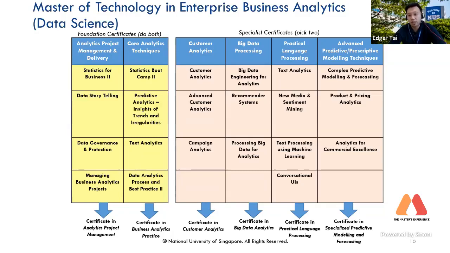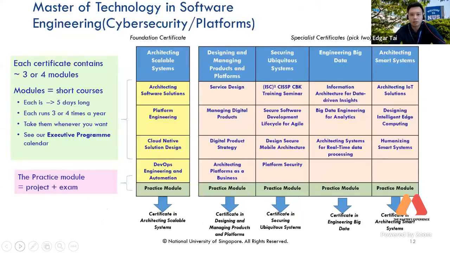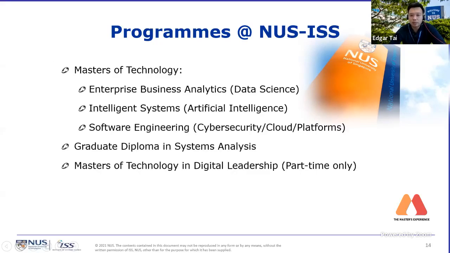So it's possible to stack it up by taking grad certs individually or even the individual modules, or you can commit to a 1-year or 2-year full-time or part-time program. The same goes for our intelligent systems masters as well as the software engineering masters. The last masters that I introduced to you is the digital leadership. As I mentioned, it's a 2-year part-time program. It's targeted at senior executives, and there is a stackable route that is also available. So you don't have to commit to the entire 2 years.